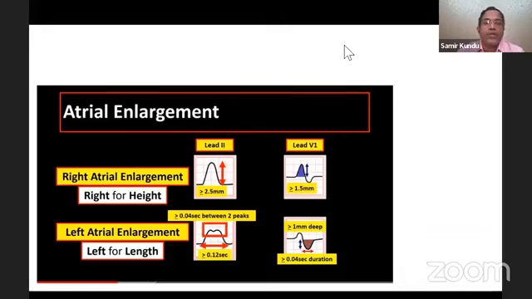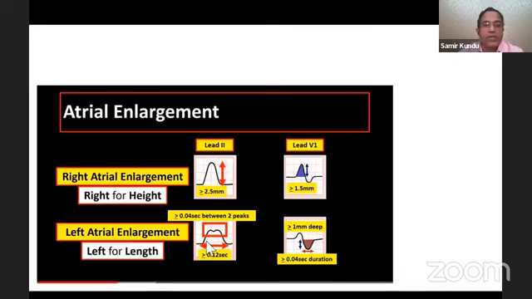So if we observe in lead 2 and lead V1, in lead 2 the P wave amplitude more than 2.5 millimeter means right atrial enlargement. In V1, the positive portion is the right atrial part, and an amplitude more than or equal to 1.5 millimeter indicates right atrial enlargement.